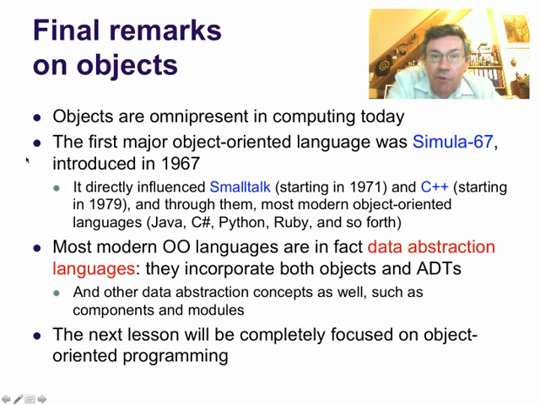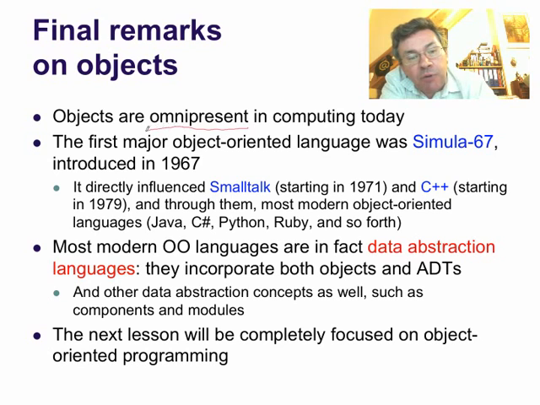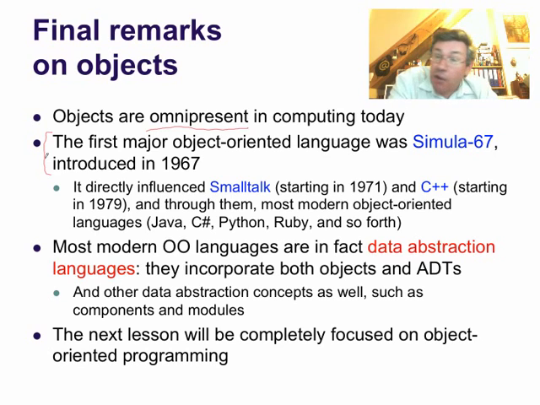So let me just make a few more comments on objects, since the next lesson will be completely focused on object-oriented programming. First of all, objects are omnipresent. They're everywhere in computing today. The first major object-oriented language, though, is very old. It was introduced in 1967, and some of the basic ideas even existed before that. The fact that you want to encapsulate data and the operations together.